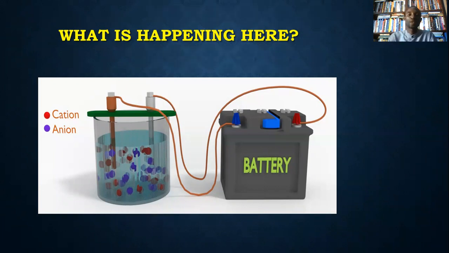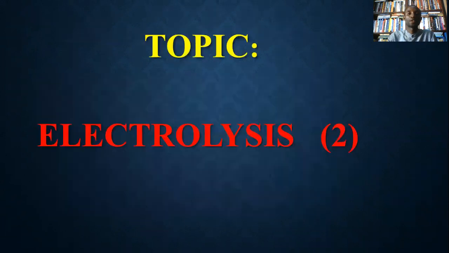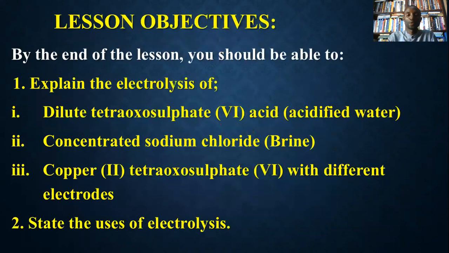And this will take us to another part of what we discussed in our last class, electrolysis. So today's topic is what? Electrolysis, part 2. It's expected that by the end of this class, you will be able to explain the electrolysis of tetraoxosulphate(VI) acid, or electrolysis of acidified water, also known as acidified water.